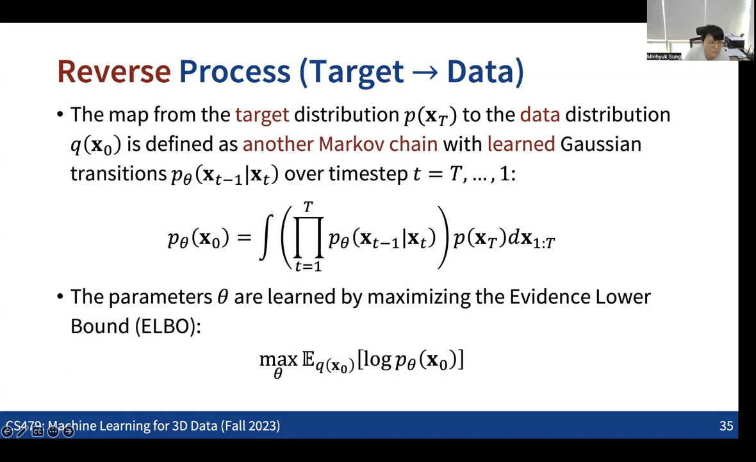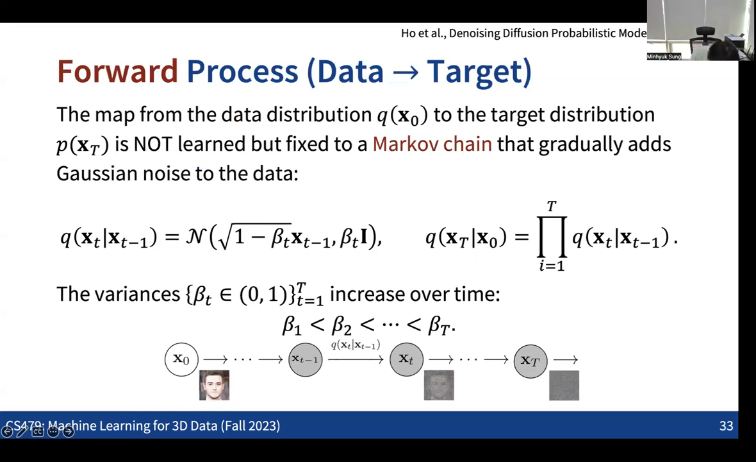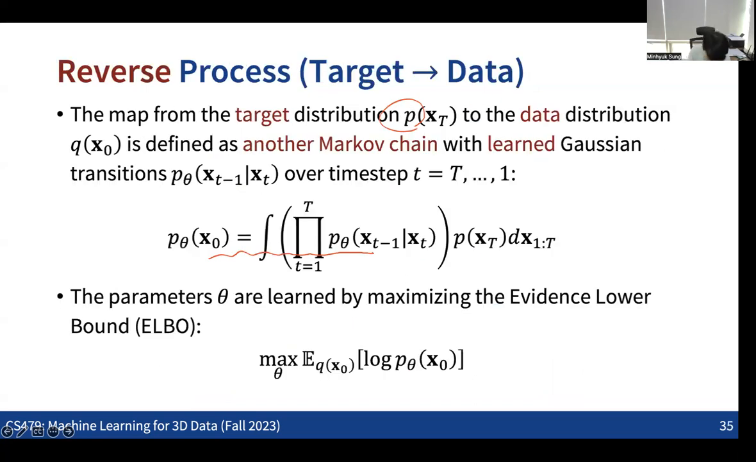So we have symmetric functions for the process. We start from the data distribution and do T steps of Gaussian transition to map this into the target distribution. In the reverse process, we do the same thing: we map the target distribution into the data distribution by applying multiple Gaussian transitions, in a way that the probability of the data becomes maximized by optimizing this reverse transition. So that's what we are going to see.